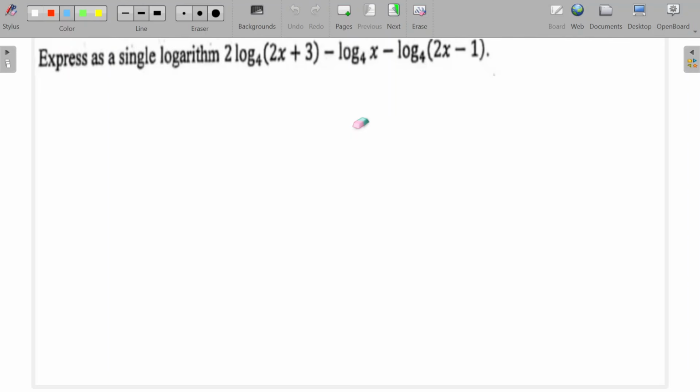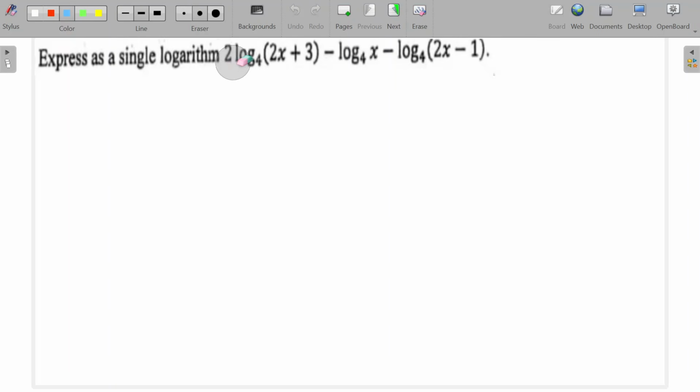Okay, so in today's class we're going to look at different questions in your preparation for your Test 2. Our first question for today says: express as a single logarithm.